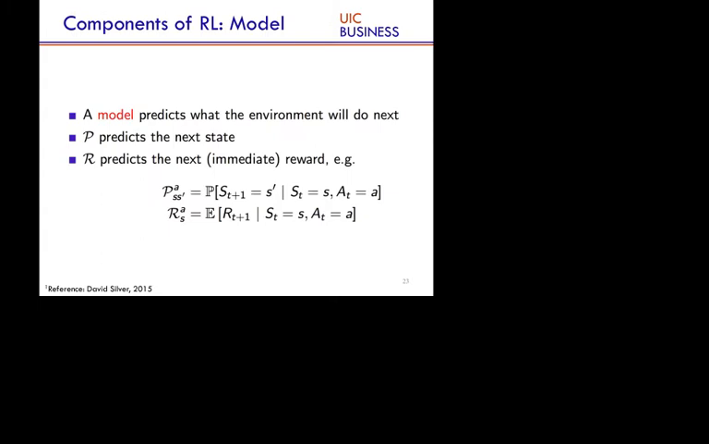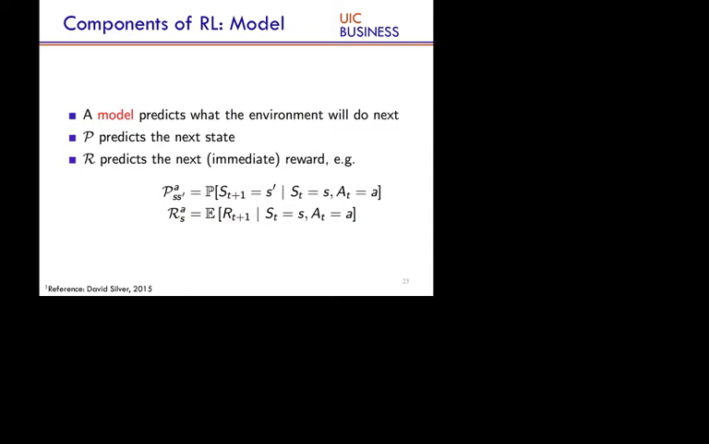The third component is a model. The model predicts what the environment will do next. It's the dynamics of the environment. It has two functions: the script P represents the transition probabilities, and the script R represents the rewards that you can get. These are functions of the current state and current action.